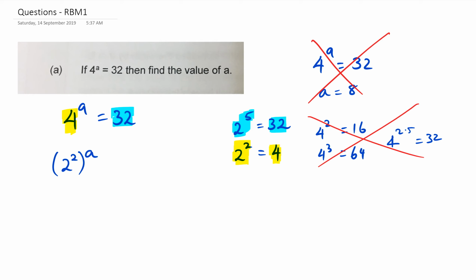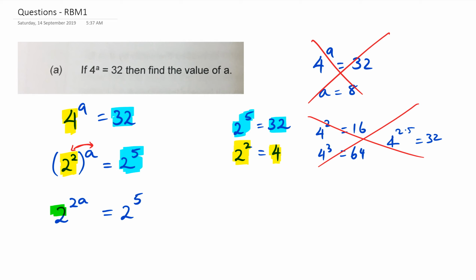So by replacing 4 as 2 squared, it's going to look like this: 2 squared to the power of a, because remember 2 squared is equal to 4, and all of this is now equal to 2 to the power of 5, because that's what 32 is equal to. The next step is to remember that when we have powers of powers, these two powers here, you multiply them, and so what you end up getting is 2 to the power of 2a equals 2 to the power of 5.